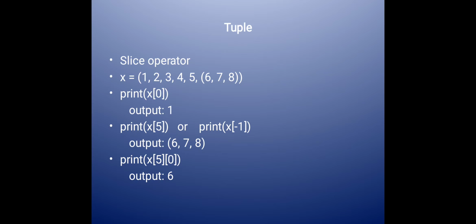The print of x of 5 can also be written as print of x of minus 1. That means if we are considering negative indexing, the fifth index will be negative 1. So its value is a tuple of 6, 7, 8. We can also access the value inside that nested tuple. So here you can see print of x of 5, 0. The fifth index is pointing to the last element, that is a tuple, and in that tuple we have to find the element at the 0th index. So here it is 6. So the output will be 6.